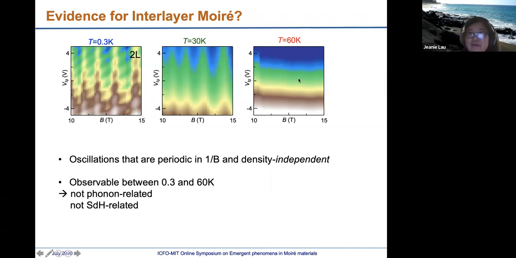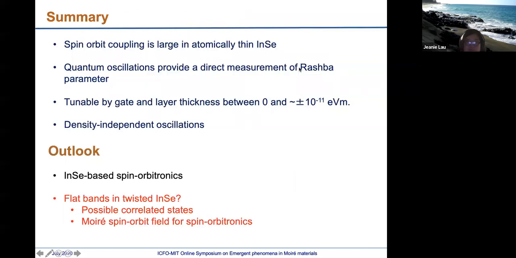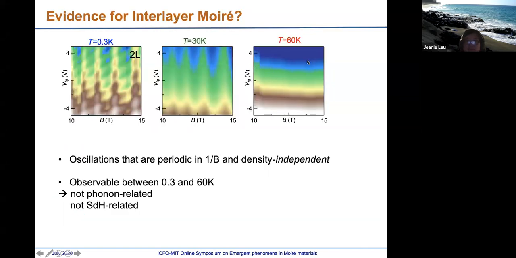Here, at 60 Kelvin it almost disappears, but you can still see a little bit. If you differentiate the data, you can clearly see that they are still there. So we can observe this oscillation at 0.3 Kelvin, which means it's probably not phonon related, and it persists up to high temperature, which means that it's not the Shubnikov-de Haas oscillation. So now what is this, right?